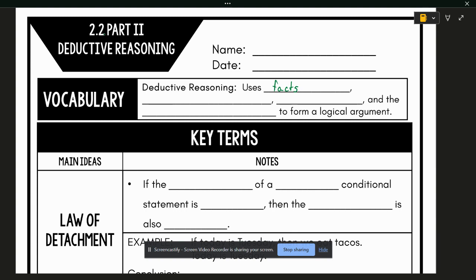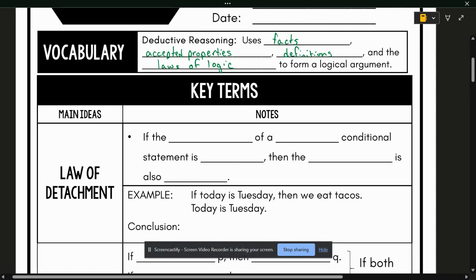So it uses facts. It also uses accepted properties, mathematical ones, things that have been proven before. Definitions. And laws of logic. So here are some key main ideas. There are two big things whenever it comes to deductive reasoning: the law of detachment and the law of syllogism.